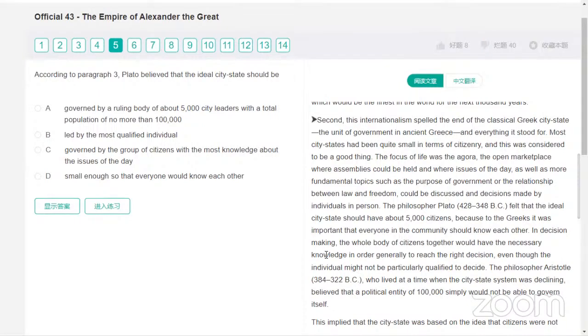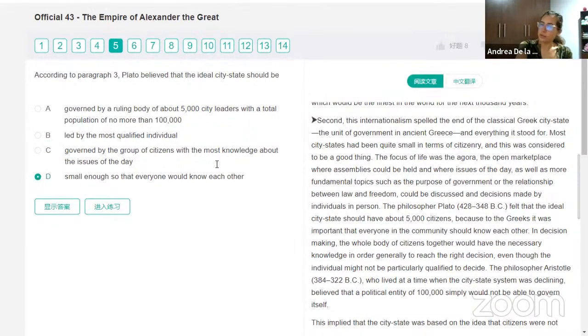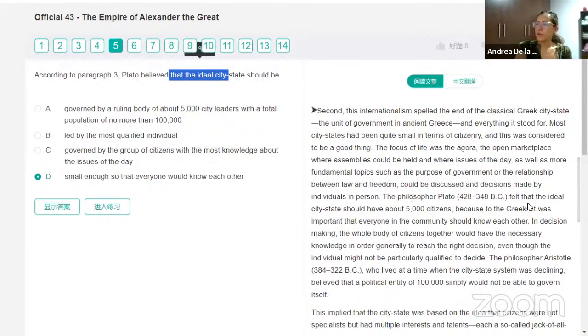I think it's letter D. Letter D, small enough. Ok, muy bien, sí, exacto. Entonces buscamos detail question, buscamos los keywords. Plato believed that the ideal city state should be. Y está acá, ¿no? Philosopher Plato felt that, es lo mismo que believed that.